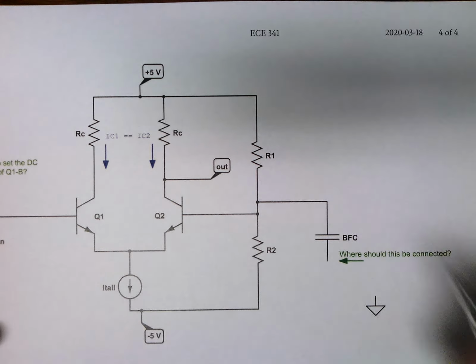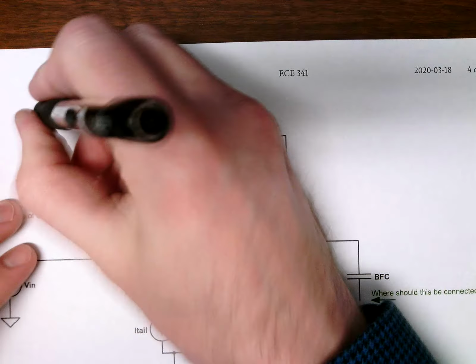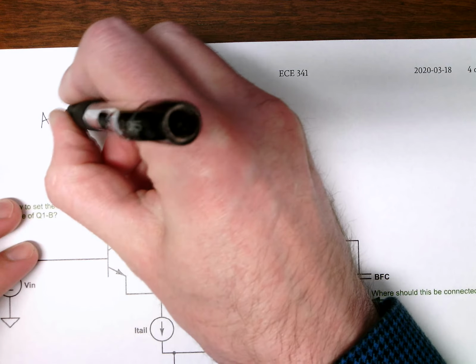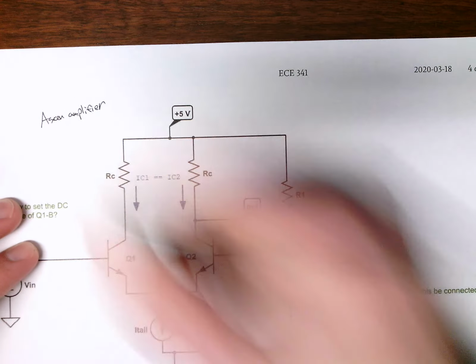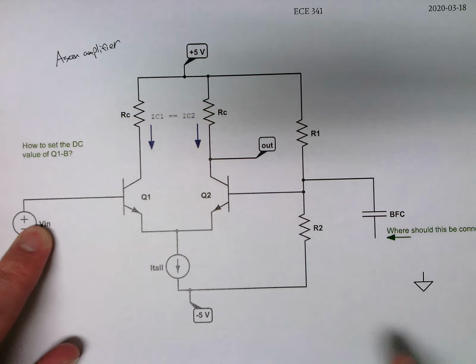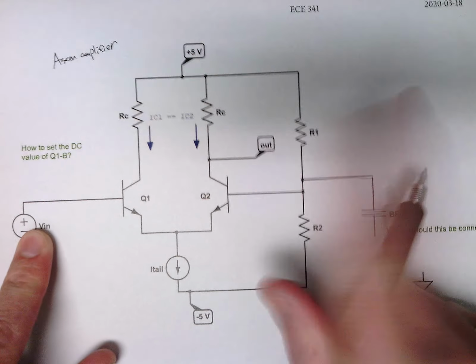Alright, for the last part, I almost forgot to get to the last page of this. We're going to look at this as an amplifier. So we're going to think of inputs and outputs. Well, where's the input? It's right here. Here's the output. How do you know it's the output? It's labeled, okay?